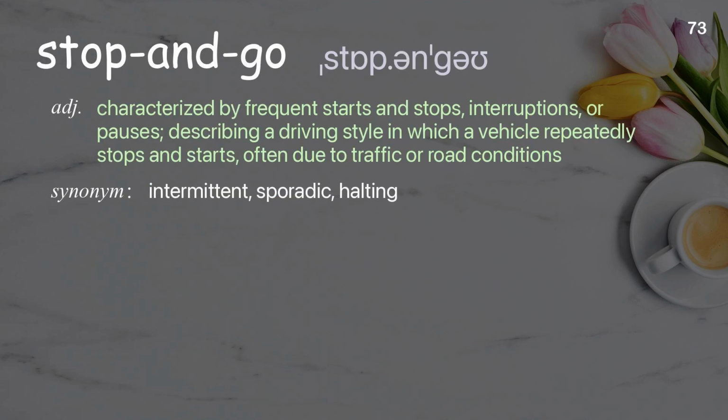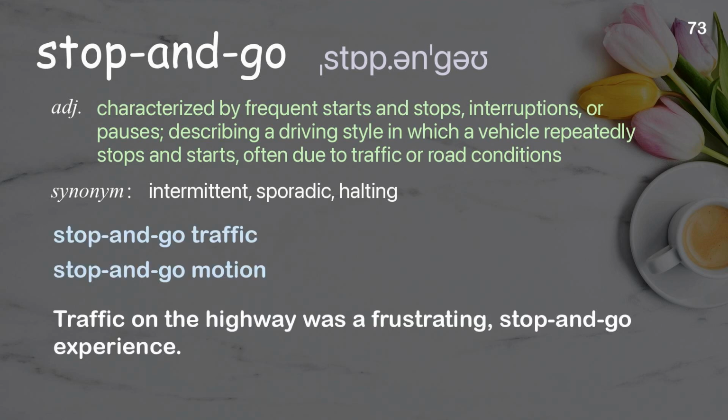Stop and go. Characterized by frequent starts and stops, interruptions, or pauses; describing a driving style in which a vehicle repeatedly stops and starts, often due to traffic or road conditions. Examples: Stop and go traffic. Stop and go motion. Traffic on the highway was a frustrating stop and go experience.